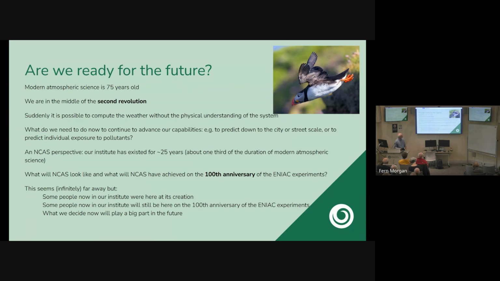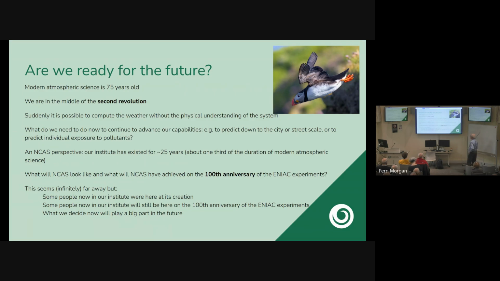So I thought this is just to sum up, and I'm not going to be able to answer all the questions about the future clearly, but I think asking the questions is the right one. So modern atmospheric science, we said, is 75 years old, but we're now in the midst of the second revolution. And suddenly it's possible to compute the weather without the physical understanding of the system, which has completely turned the whole subject upside down.